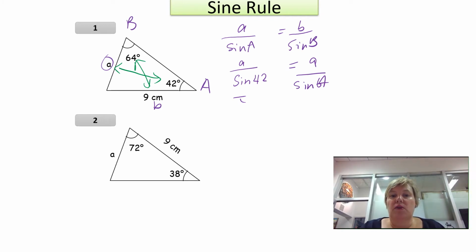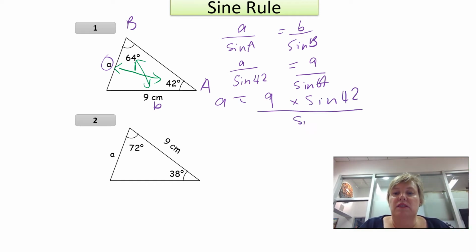Okay, here we go. So here I'm going to leave the a on this side. I'm going to have the 9 times sine 42, because remember I multiply that up, and over sine 64. So I've got 9 times sine 42. It's really good to press equals or enter, and then I'm going to divide it by sine of 64, and I've got 6.7, so 6.7 centimeters. They didn't tell me, so I'm going to do that to 2 significant figures.